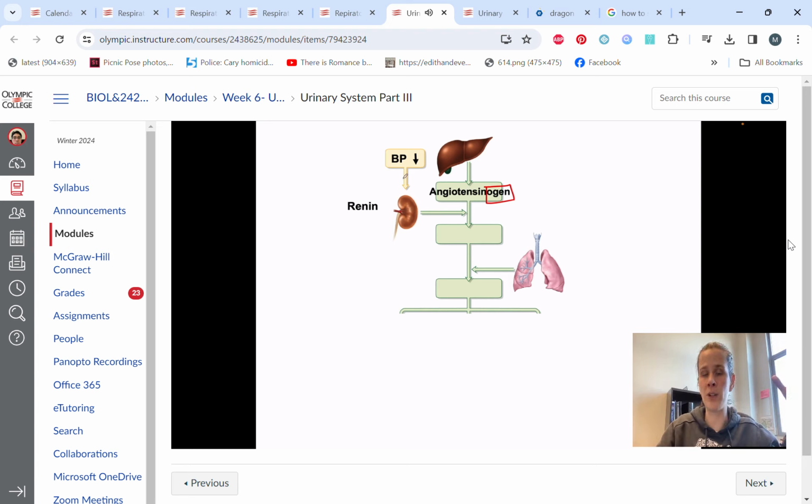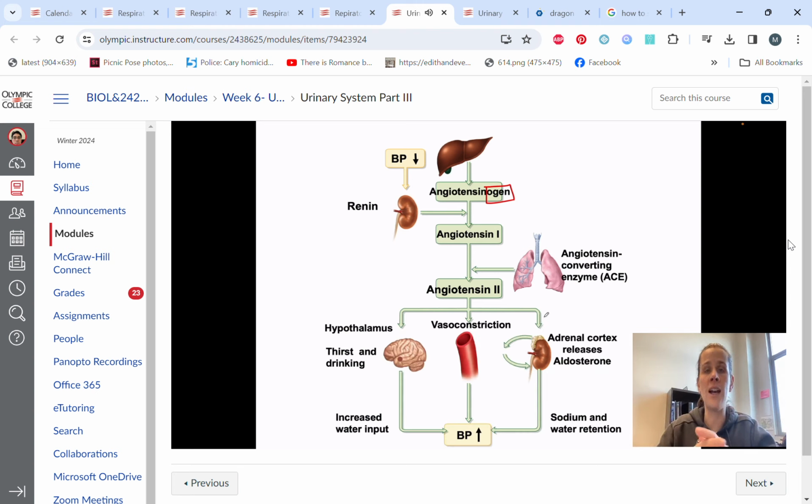Angiotensin 1 still needs to be further activated. It is activated by an enzyme that is secreted in the lungs called angiotensin converting enzyme, or ACE. ACE comes in and further activates angiotensin 1 to angiotensin 2. Okay? And hopefully you recall angiotensin 2's job is to increase blood pressure. It does this immediately by vasoconstriction. This is an immediate response to raise blood pressure, to make sure that your blood pressure is staying in an okay range. Okay?